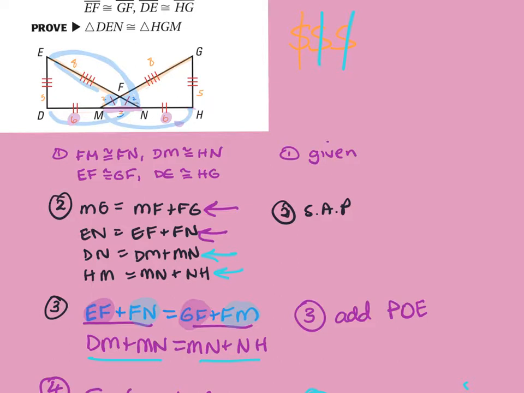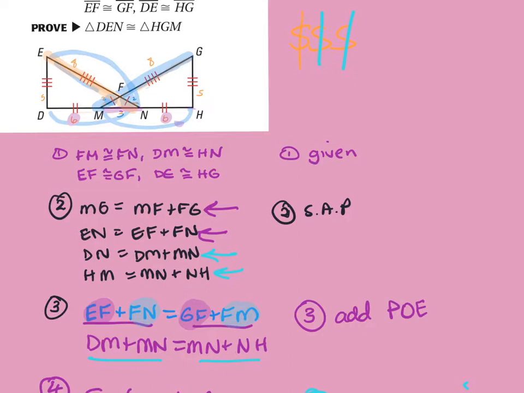You can do FM instead of FN, it will work because they're congruent to each other. So that would be substitution. I can't do that because, yes, you can do that, but I actually want to get that this whole side equals this whole side. So that step doesn't really accomplish that. Does that make sense? Yeah.